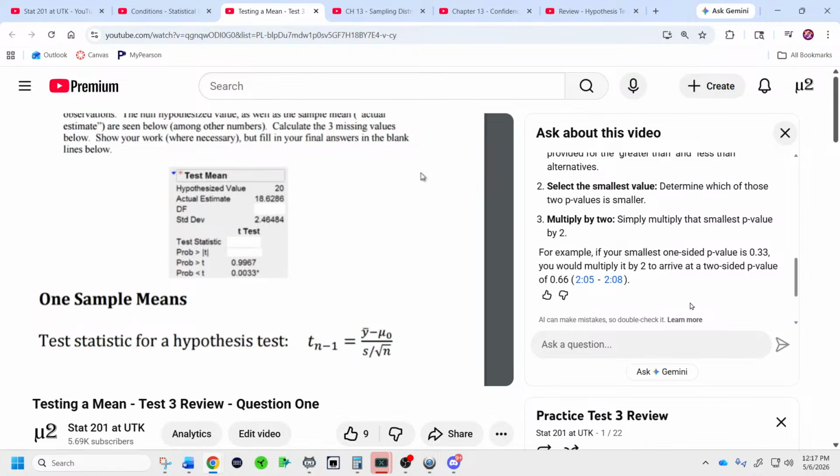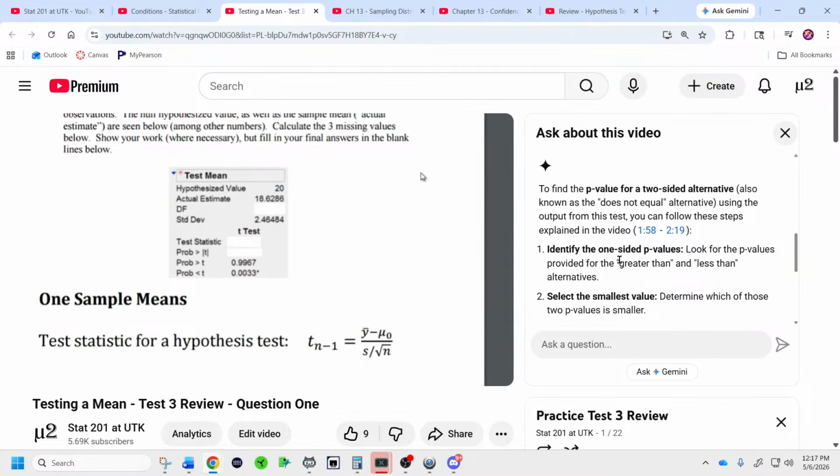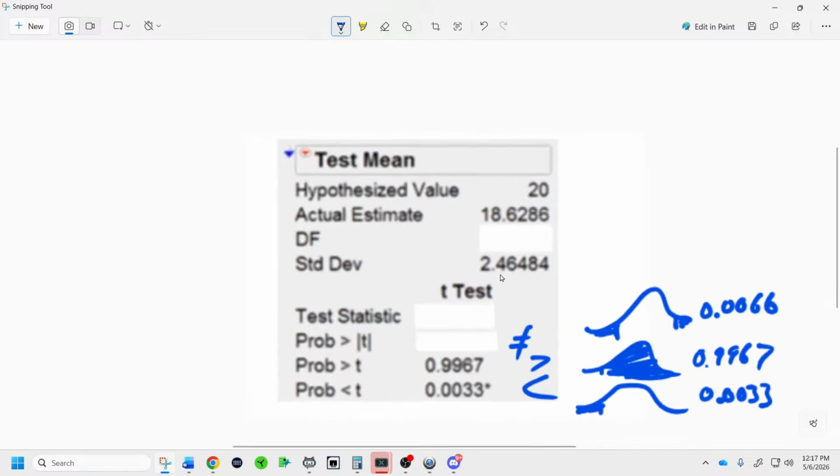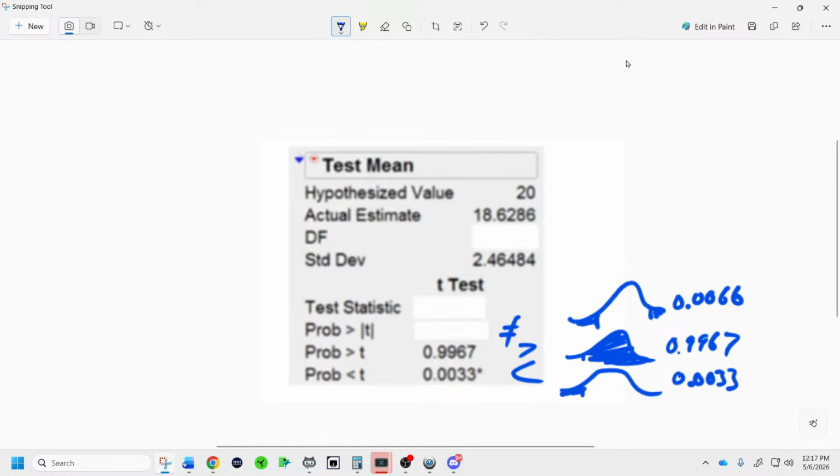Oh, wait, look at this right here. It literally did it. Now, it got the number wrong because it doesn't hear the point, might be doing it as a percent right there. But identify the one-sided p-value. Look for p-values prior for the greater than and less than. Determine which of these two p-values is smaller. Simply multiply the smallest p-value by 2. That is exactly what we said. And it's kind of crazy to me that AI can basically get these things right. And that is how it is solved for this question.